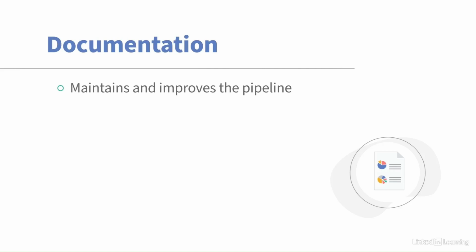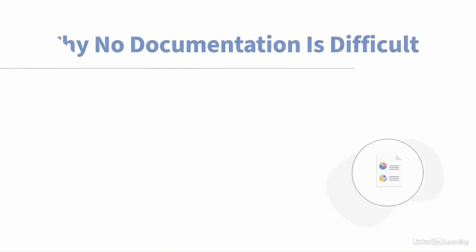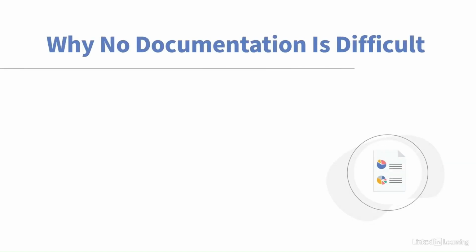Another common problem is you're writing a piece of code and you don't know what to document. Right? How do you write a good documentation? Now, we could spend 2 hours on this topic, but here are a few things that are very important. First of all, why is no documentation so difficult? As I mentioned, you don't understand what the pipeline or the part does. And you need to have that.